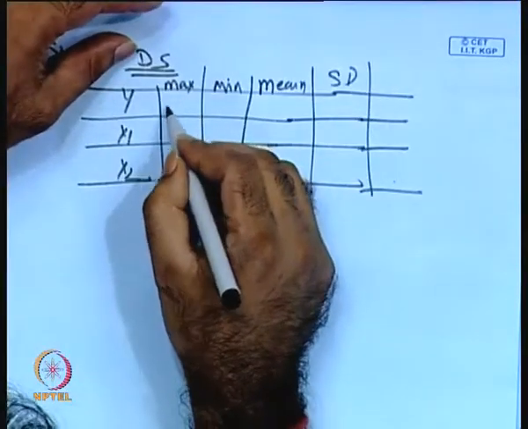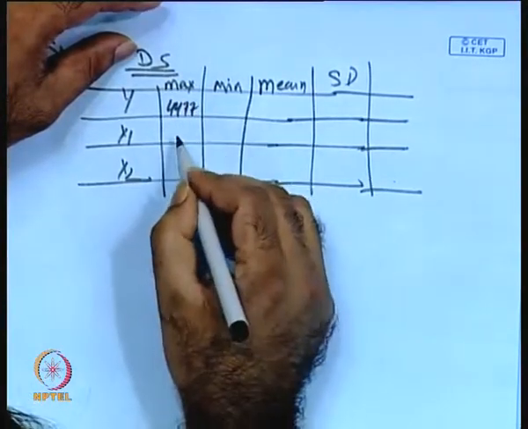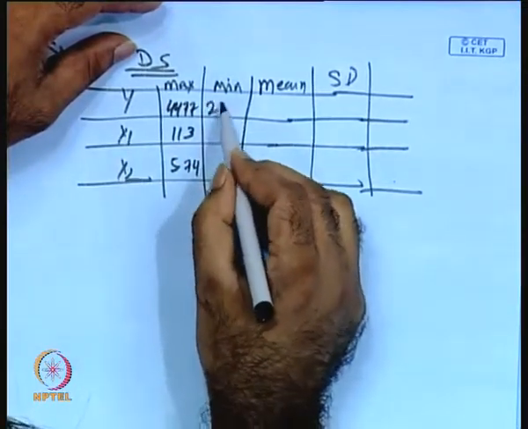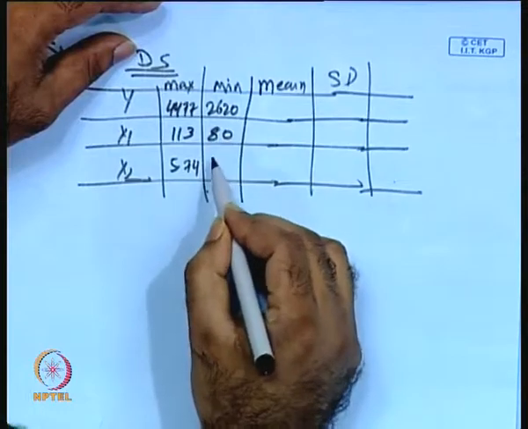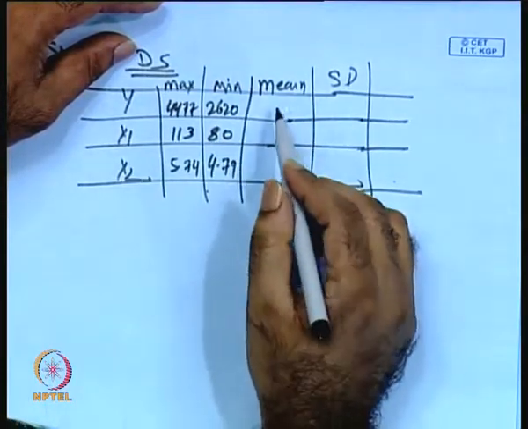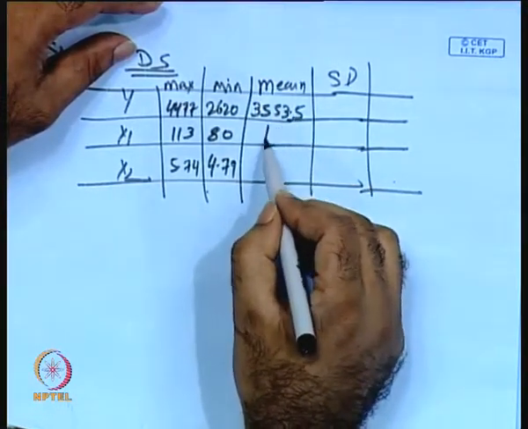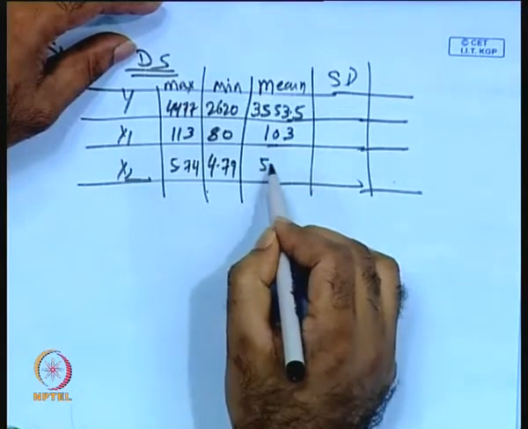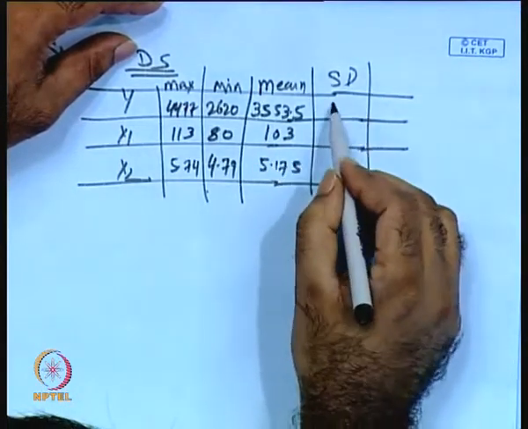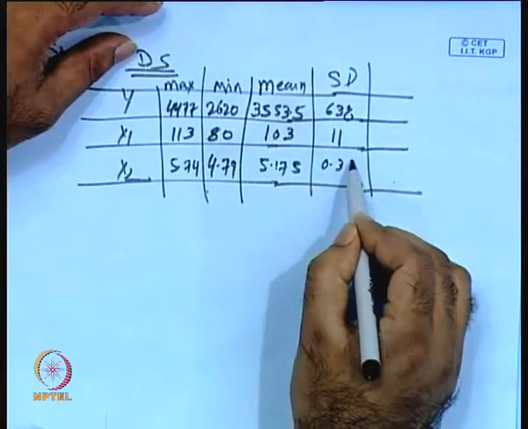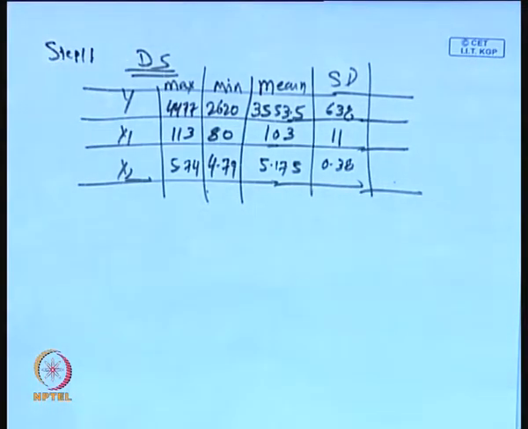For this particular problem, the maximum of y is 4477, then 113 and 5.74. The minimum is 2620, then 80, then 4.79. The mean comes to 3553.5, then 103, then 5.175. The corresponding standard deviations are 638, then 11, and 0.38. So, this is the entire descriptive statistics for this particular problem.